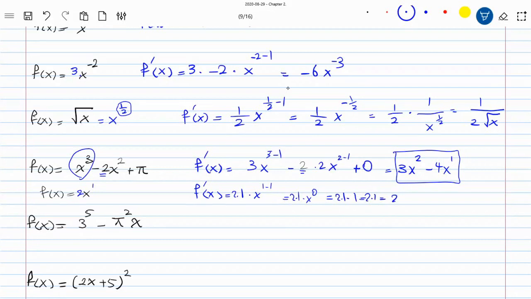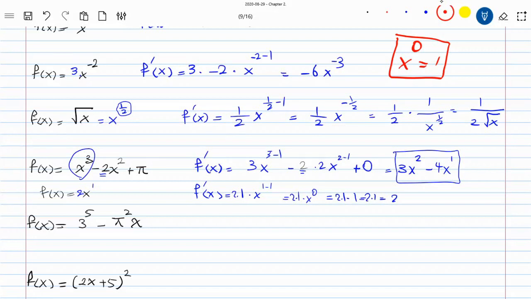Derivative would be 2. Okay. So be careful. If it's x, you got to write that 1, drag it down. X to the power 0 is always 1. So here is the important thing. X to the power 0, 1. Don't mess this up.